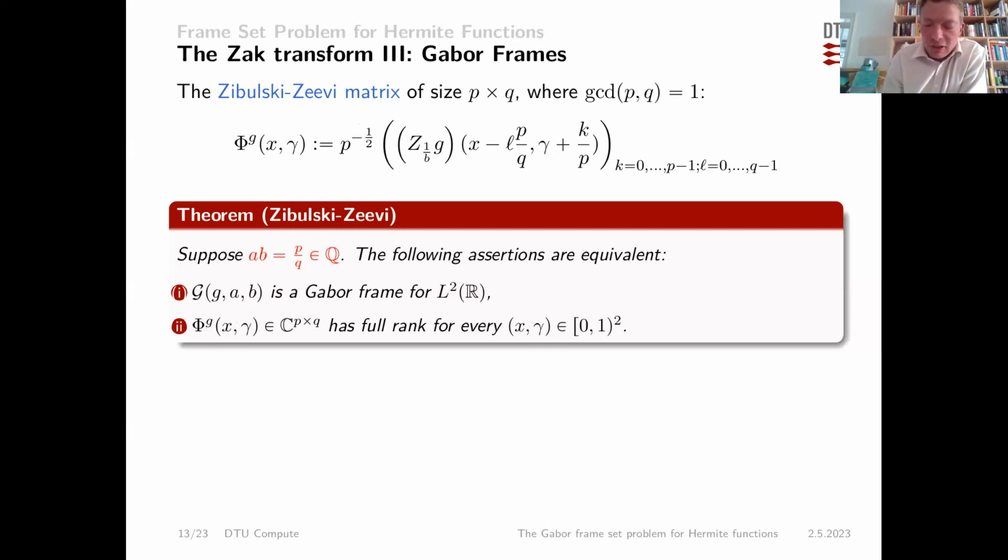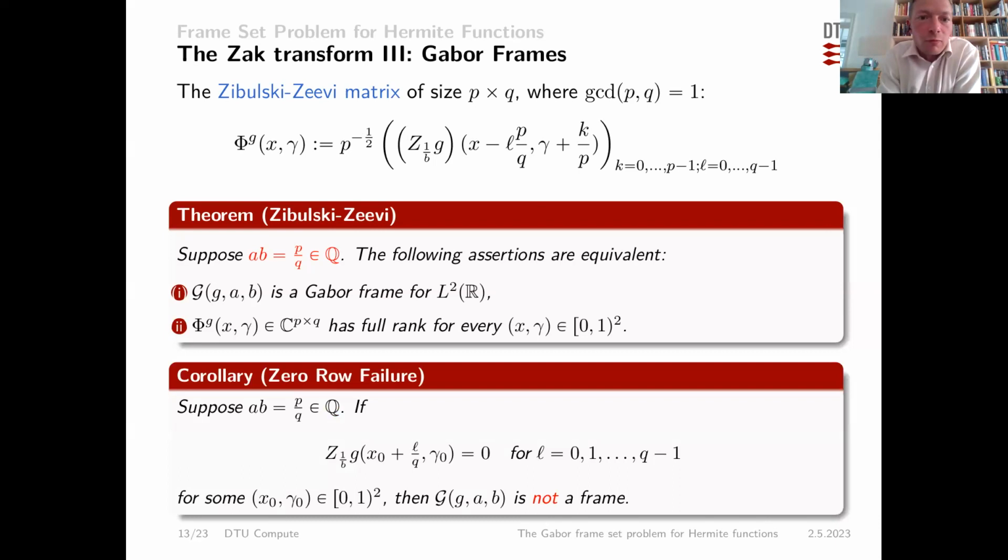So we will actually use just a simple version of this characterization, namely what I call the zero row failure. In particular, if you can find a zero row of the Zibulski-Zeevi matrix, then it cannot have full rank. So we just need to find one value of x, and one value of gamma, gamma naught, where I have what I call the zero row failure. It's just a row of the Zibulski-Zeevi matrix that consists of zeros. Then certainly it does not have full rank, and therefore it won't be a frame.